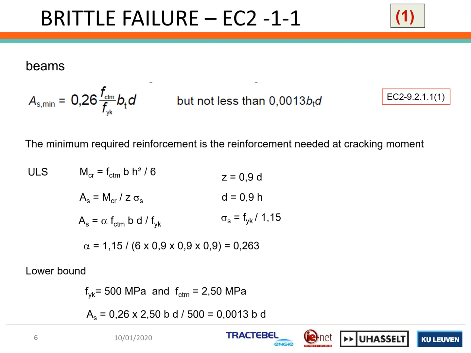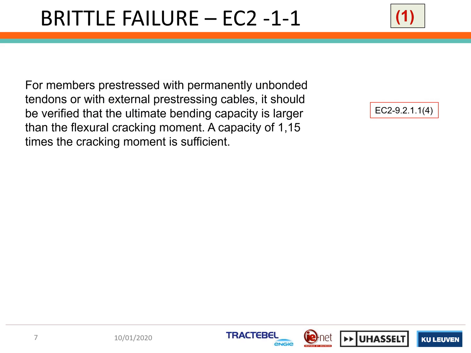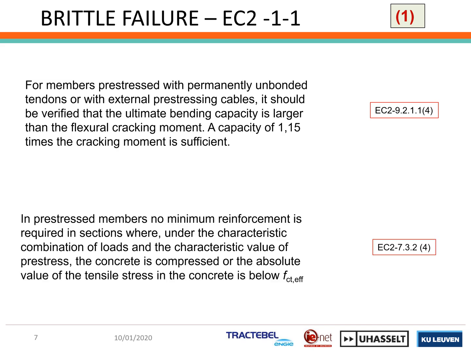A lower bound of the minimum reinforcement due to brittle failure is found by assuming a tensile stress of 2.5 megapascal, that corresponds with a concrete C25/30, and a steel stress of 500 megapascal. For members pre-stressed with permanently unbonded tendons or with external pre-stressing cables, it should be verified that the ultimate bending capacity is larger than the flexural cracking moment. A capacity of 1.15 times the cracking moment is sufficient.